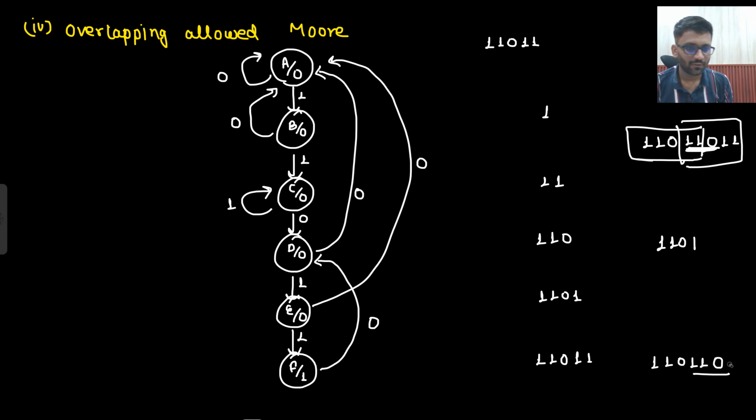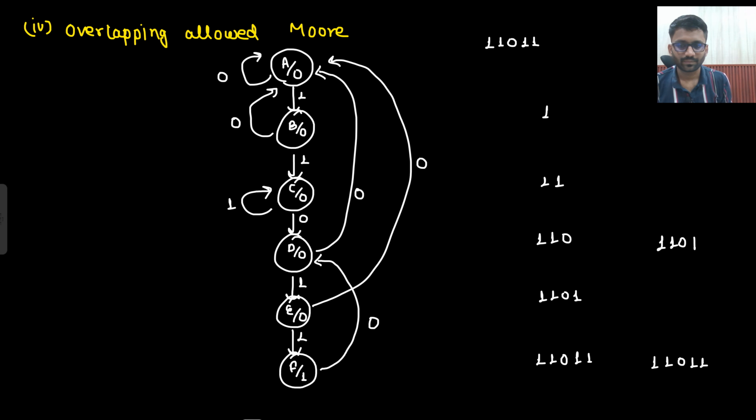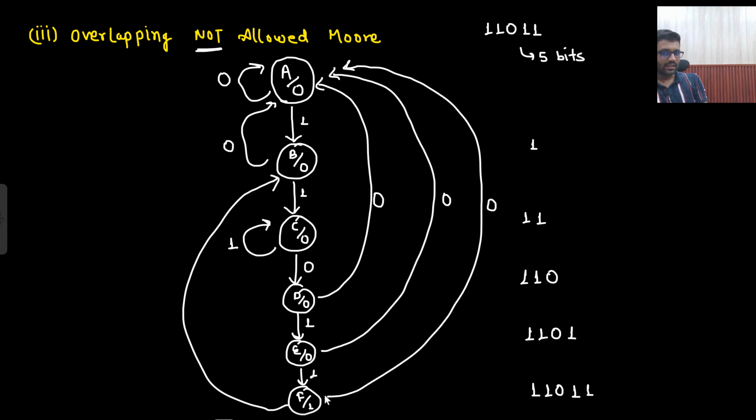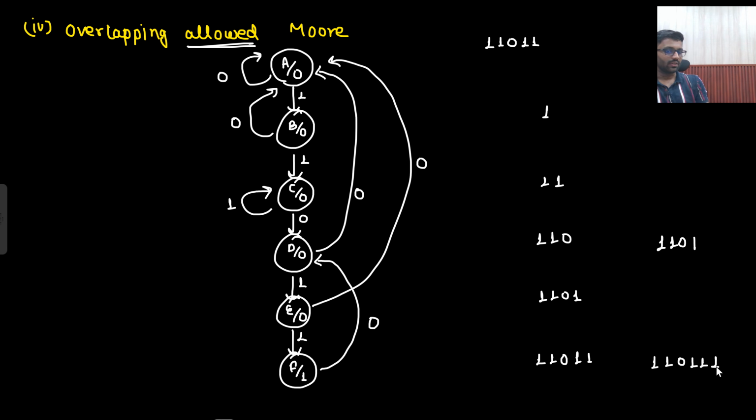Now if applied input was 1, then again I know my output is not going to be 1, but again I will have to look for the best case, because in case of overlapping allowed, my final state will always look for the best case. But in case of overlapping not allowed, it will have to think.